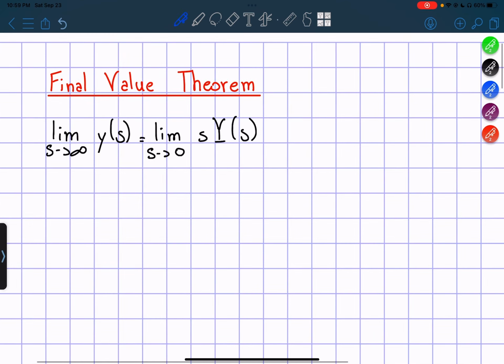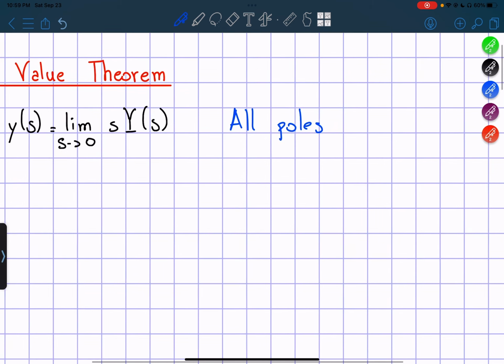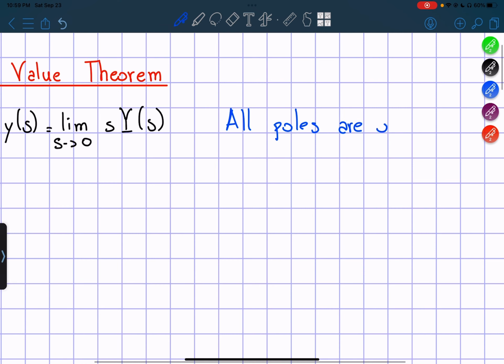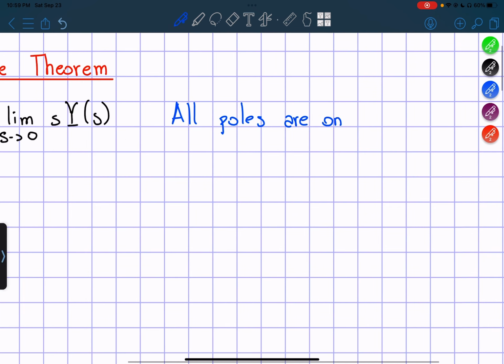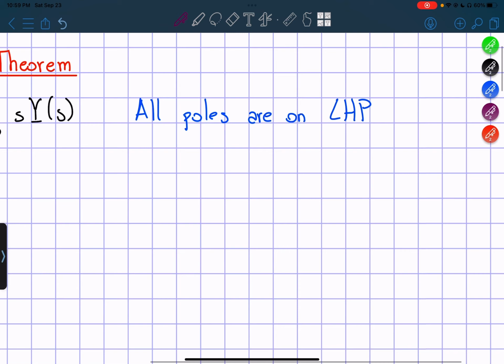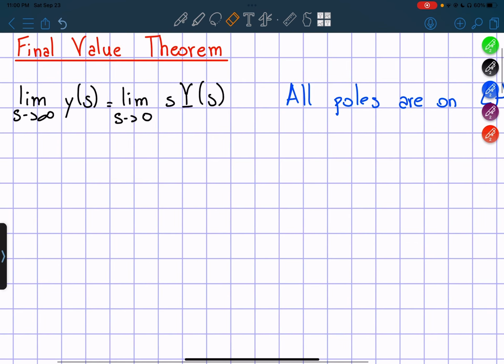This holds as long as all the poles are on the left-hand side of the complex plane. So they're all real and negative. I mean, they don't have to be real, but the real part has to be negative. Now, this also says, of course, that if one of the poles is 0, then this doesn't work because it's not on the left-hand side. It's going to be in the middle. So, special case to remember.